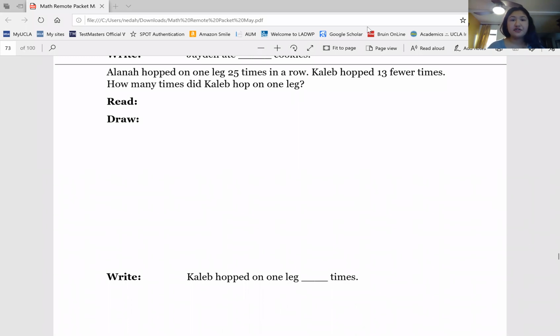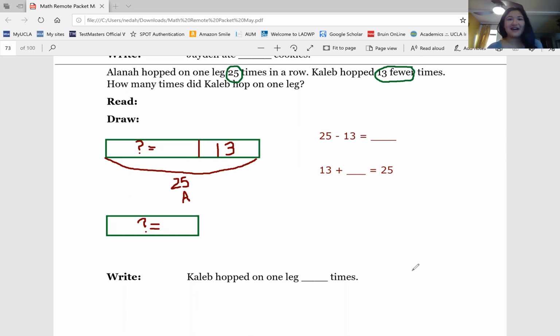We're reading on to 1, 2. Alana hopped on one leg 25 times in a row. Caleb hopped 13 fewer times. How many times did Caleb hop on one leg? This time, you're going to pause and solve this one on your own, and I'll meet you back right here when you're done. All right, let's see what you got.